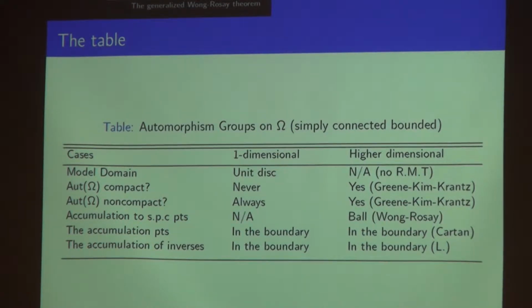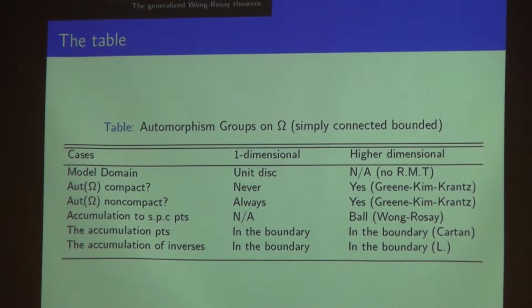For higher dimensions, the model domain is unknown because there's no Riemann mapping theorem. We have a lot of model domains. So for automorphisms, we are going to ask: is the automorphism group compact? In the one-dimensional case on the unit disk, you will find that the automorphism group is just the Mobius transforms. So the answer is no. You can always bring an interior point, by a family of Mobius transforms, to the smooth boundary.